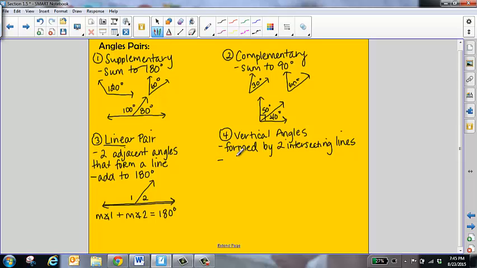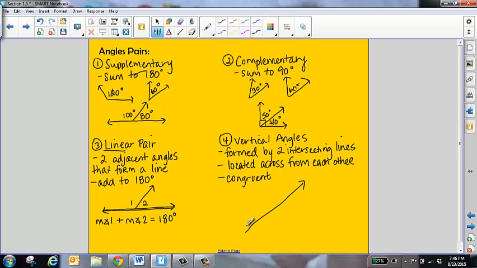They are located across from each other, and then most importantly, they are congruent to each other, which remember means that they're going to have the same angle measure. So the first thing we need to do in order to sketch a pair of vertical angles is draw two intersecting lines.